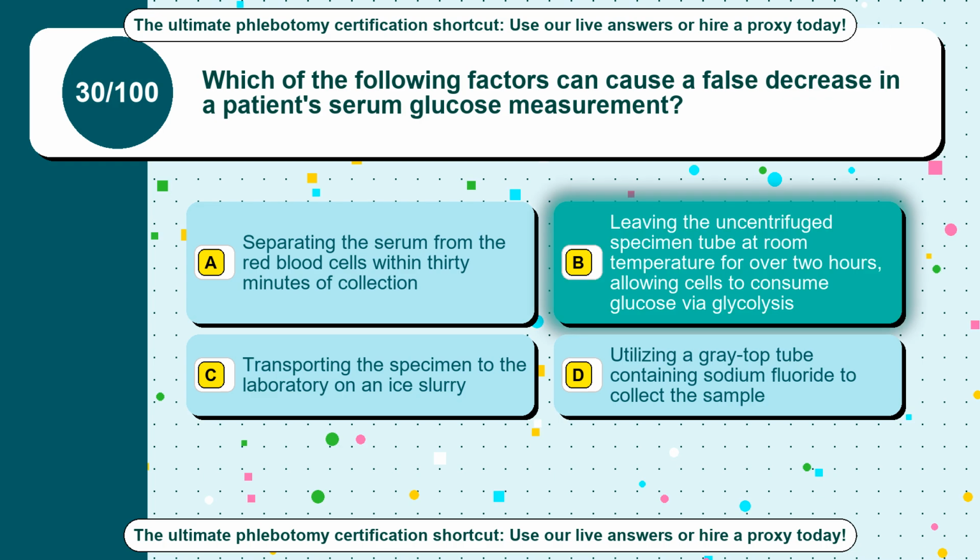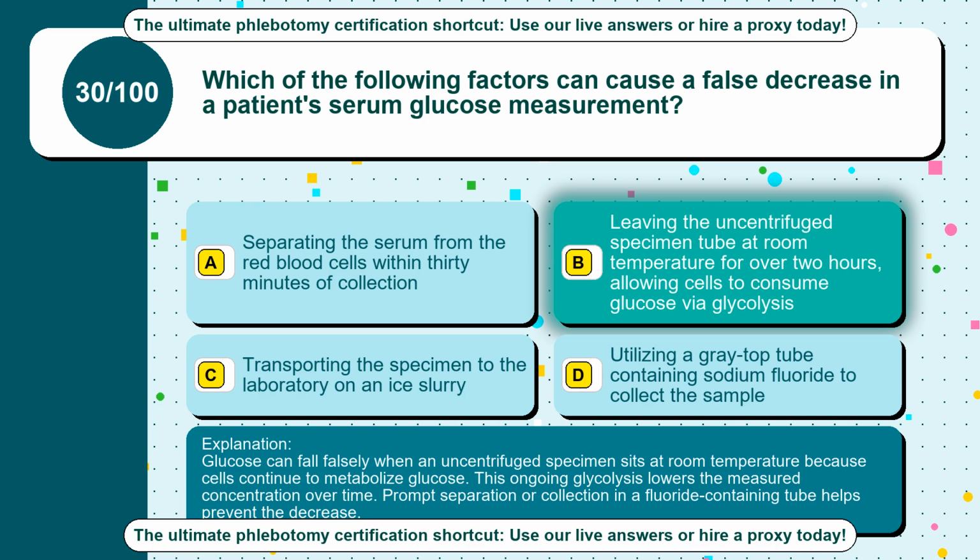The correct answer is option B. Leaving the uncentrifuged specimen tube at room temperature for over 2 hours, allowing cells to consume glucose via glycolysis. Glucose can fall falsely when an uncentrifuged specimen sits at room temperature because cells continue to metabolize glucose. This ongoing glycolysis lowers the measured concentration over time. Prompt separation or collection in a fluoride-containing tube helps prevent the decrease.